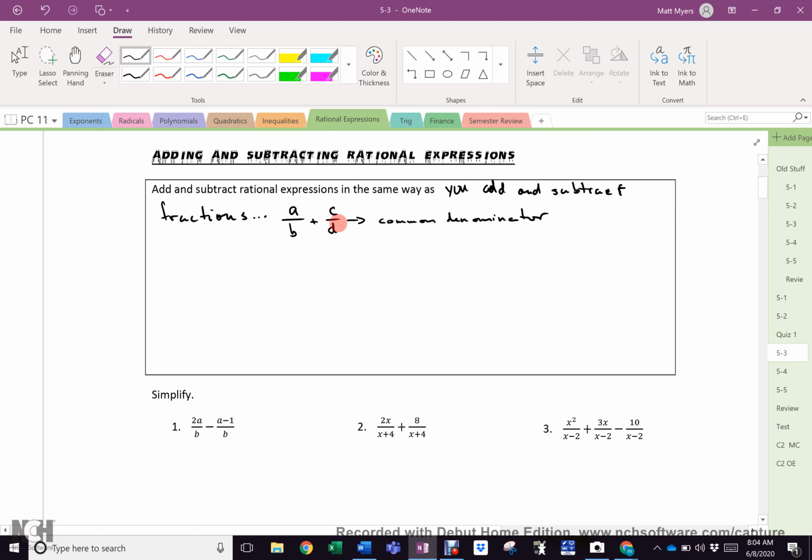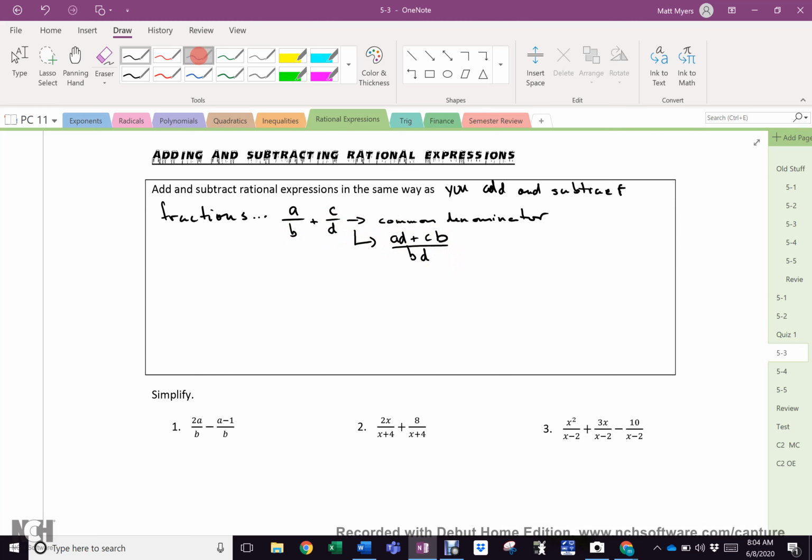And how do you get that common denominator? The easiest way to get that common denominator is to do B times D. And then, since A already had B, I have to do A times D. And since C already had D, I have to do C times B. And then I get it.